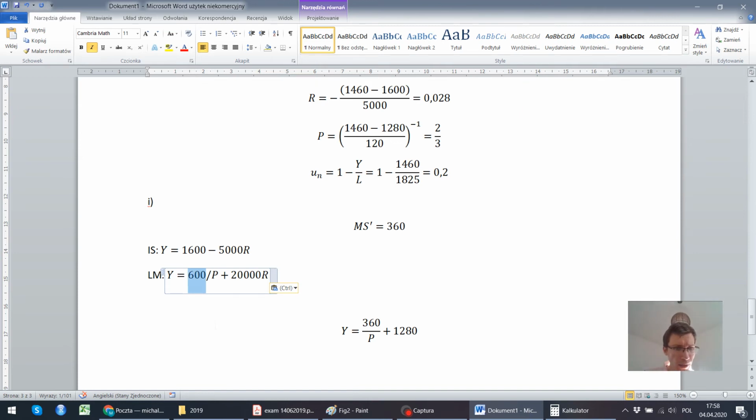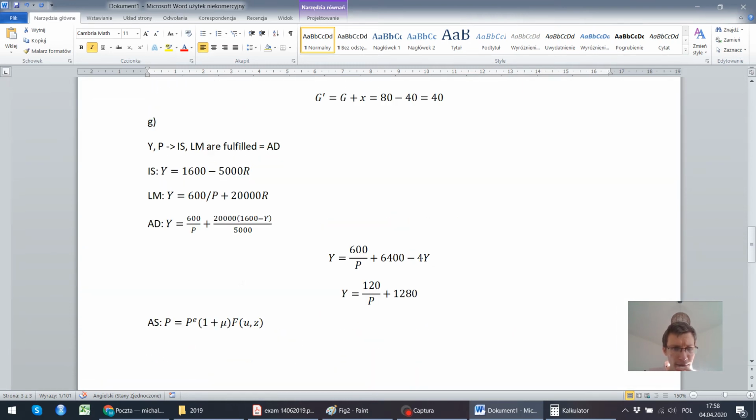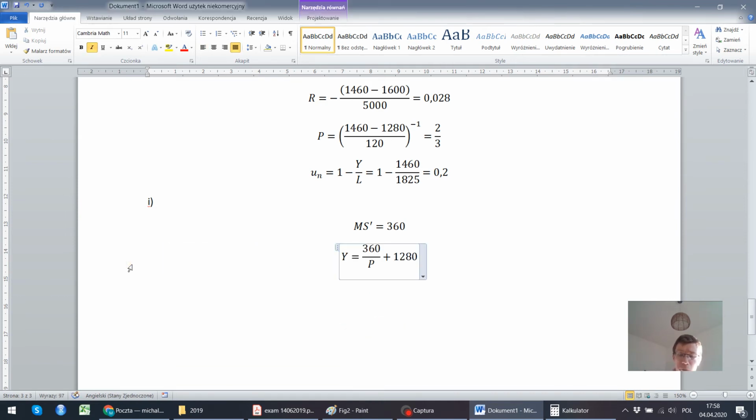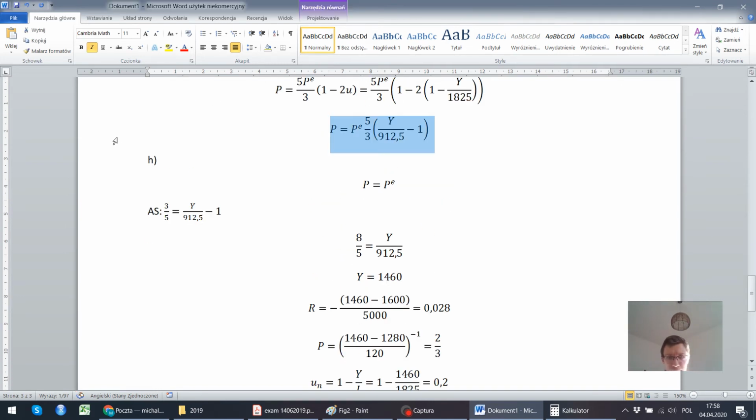Here remember what we had in the LM curve: 5 times 120, 120 being the old level of nominal money supply. Now we have to replace this by 360. When you do the derivation as we did before for the AD curve, you will arrive at this particular form of the AD curve. Maybe you can do it step by step so that you are not puzzled with what is happening here. What about the AS curve? The new AS curve is exactly the same as the one we had before, so the AS curve is not changing.